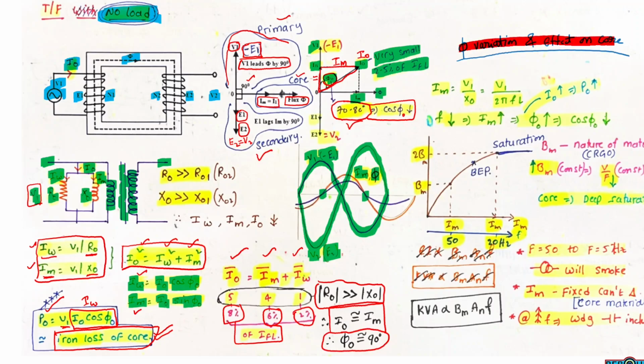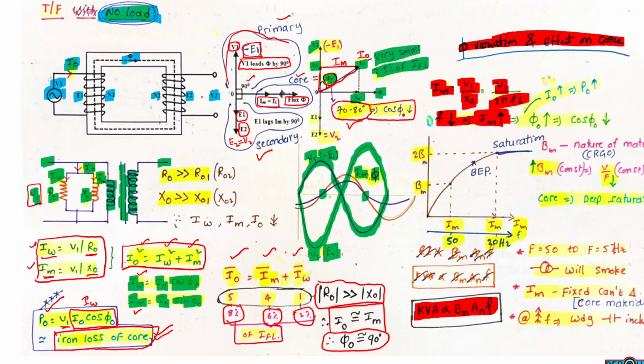Flux variation and effect on the core. kVA is directly proportional to Vmax times A times N times F. The kVA is directly proportional to frequency. The relation between Vmax and frequency is inversely proportional, as these two terms are on the same side of the equation. Magnetizing current IM equals V1 by X0, and X0 will be 2 pi FL. So the magnetizing current is inversely proportional to frequency. As the frequency decreases, magnetizing current will increase.